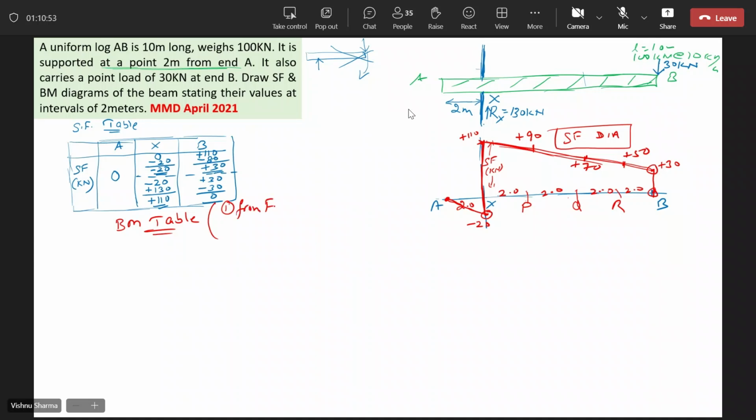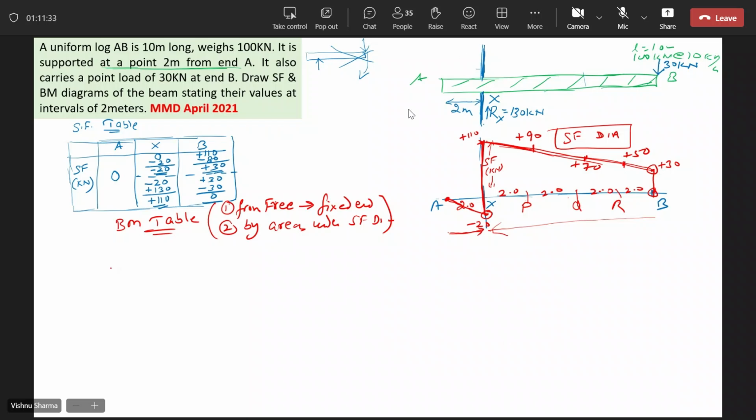So BM table, from free to fixed, and from fixed to free, using areas under the SF diagram. Now I can make 2 distinct tables. Now guys, don't do this on the diagram. When I go from A to X, it is left to right. Am I right, beta? Because A is a free end. When I come from B, the free end, to X, I'm coming from right to left. So be wary of the sign convention.